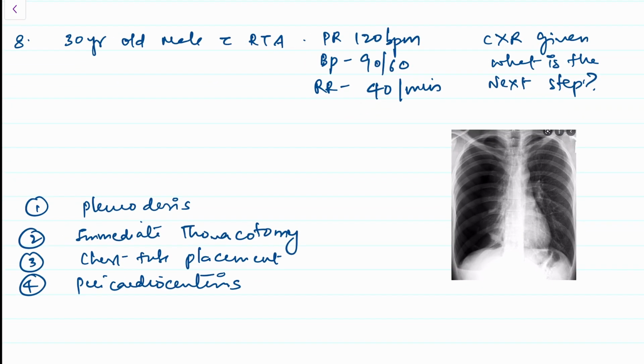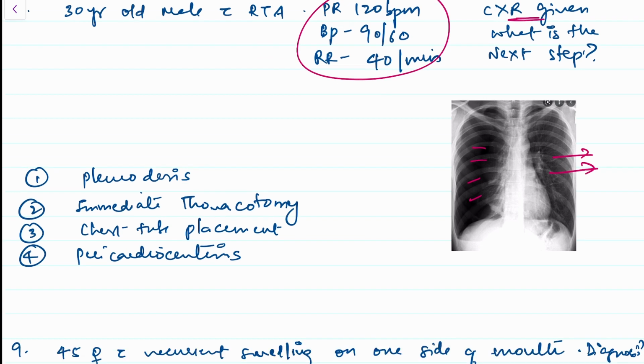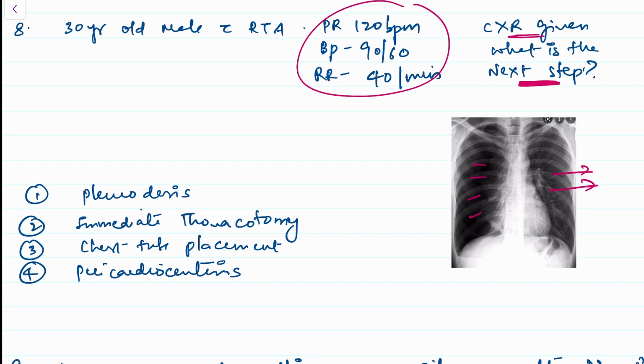Next up, a 30-year-old male patient with RTA, BP is dropping, respiratory rate is high, chest X-ray given. The chest X-ray shows, see, there are no lung markings on this side of the chest. So this is a pneumothorax and there is mediastinal shift to the opposite side. So this is a tension pneumothorax and the treatment of choice, or the next step, would be chest tube placement.